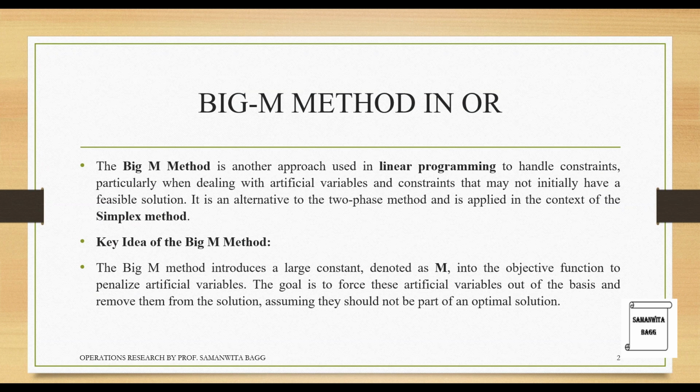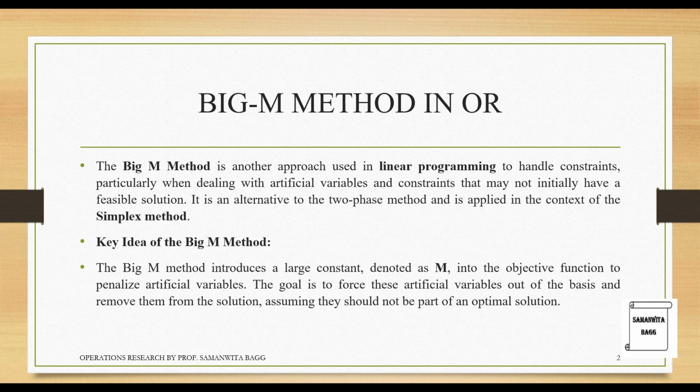The Big M method is another approach used in linear programming to handle constraints, particularly when dealing with artificial variables and constraints that may not initially have a feasible solution. It is an alternative to the two-phase method and is applied in the context of the simplex method.